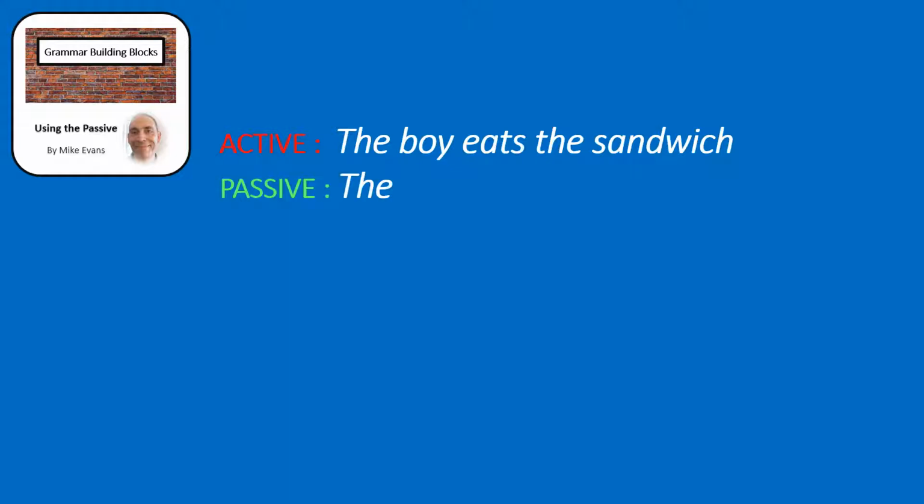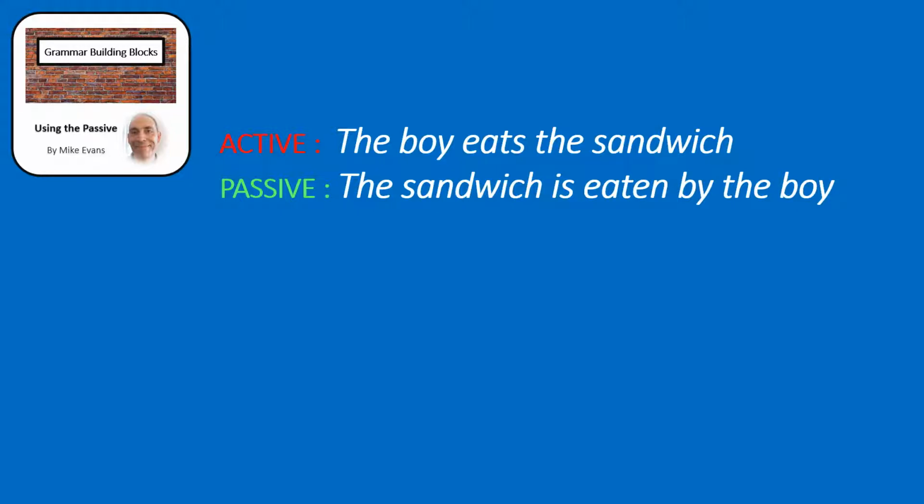Taking our first example of an active sentence, the boy eats the sandwich, if we want to make this into a passive sentence, we say, the sandwich is eaten by the boy. As you can see, we put the sandwich first in the passive sentence. It becomes the subject. The boy goes to the end of the sentence and we use the word by. The verb is converted into its passive form.